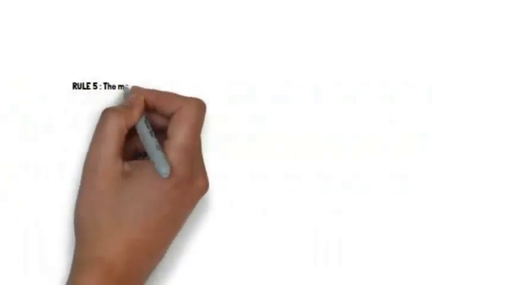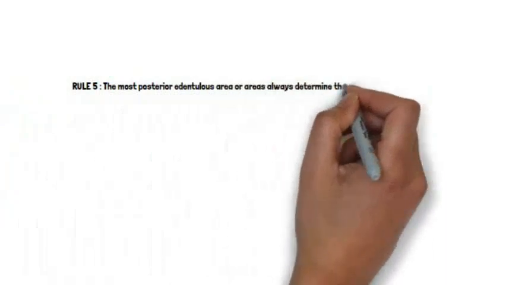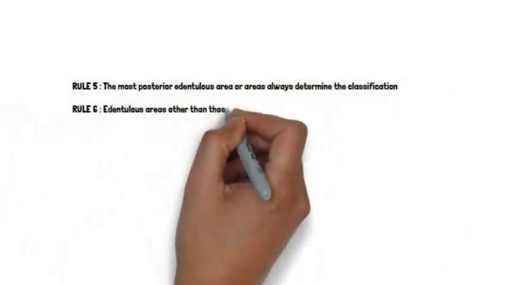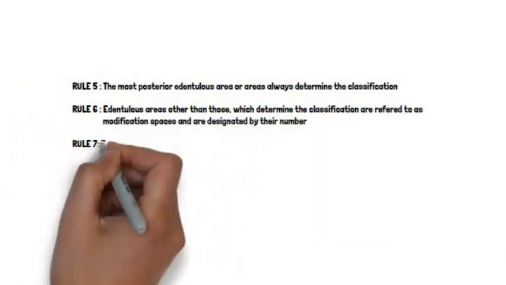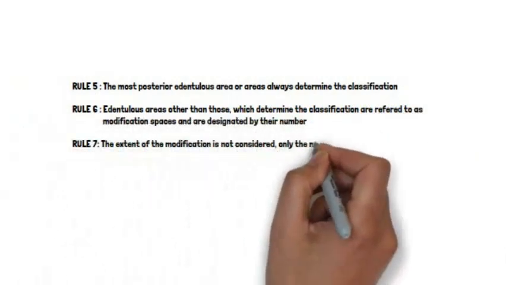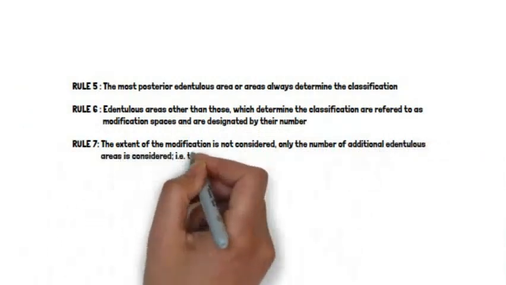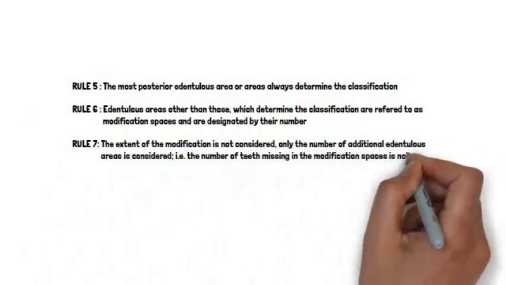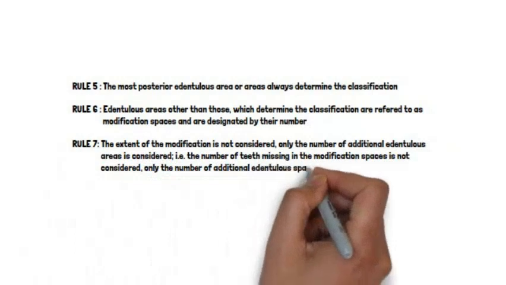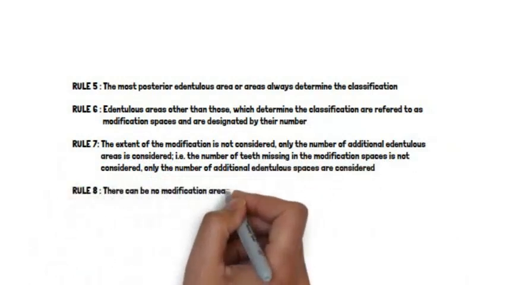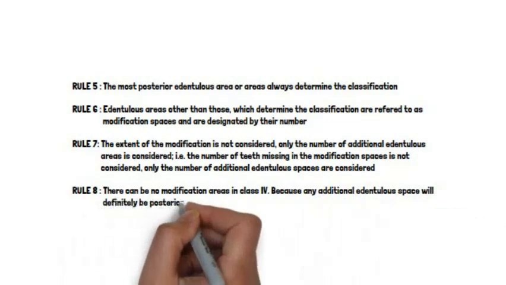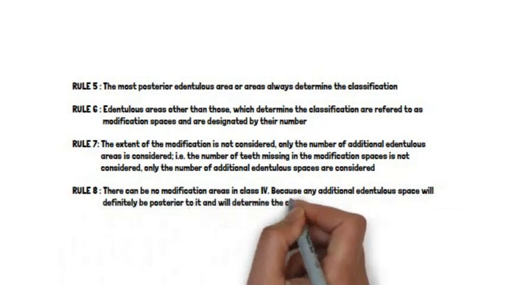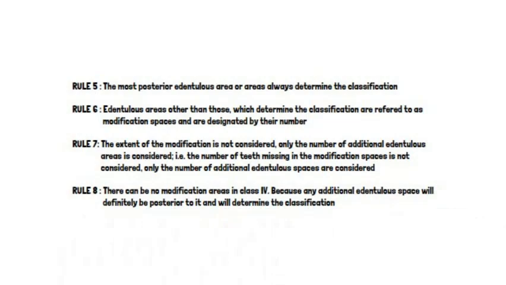Rule 5: the most posterior edentulous area or areas always determine the classification. Rule 6: edentulous areas other than those which determine the classification are referred to as modification spaces and are designated by their number. Rule 7: the extent of the modification is not considered. Only the number of additional edentulous areas is considered, not the number of teeth missing in the modification spaces. There can be no modification area in class 4, because any additional edentulous space will be definitely posterior to it and will determine the classification.